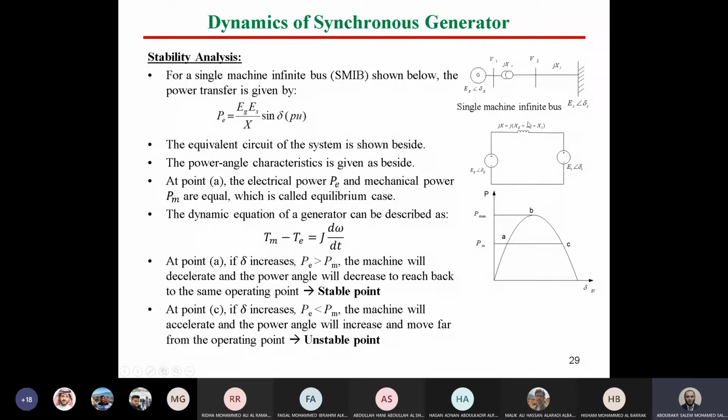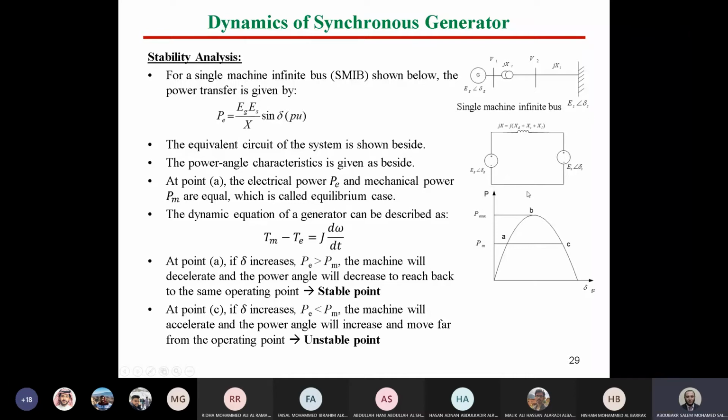And the equivalent circuit of this single machine infinite bus will be like that. We have here the generated voltage at angle delta G. We have the summation of reactances here due to the generator, the transformer, and the transmission line. So this is the total reactance. And finally, we have the terminal voltage here, ES, or sending, at angle delta S.